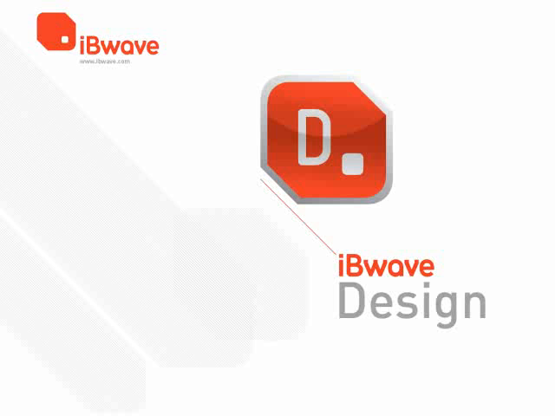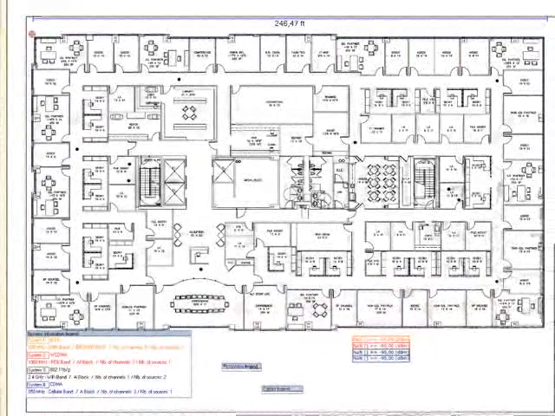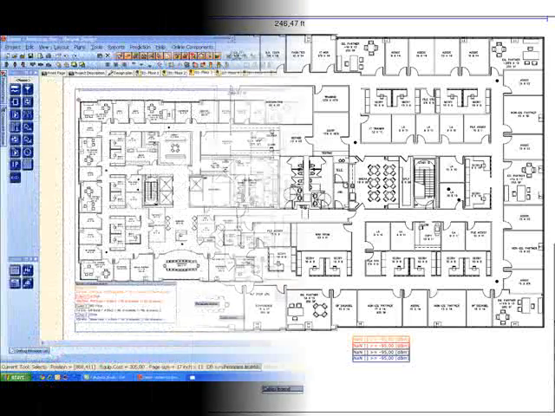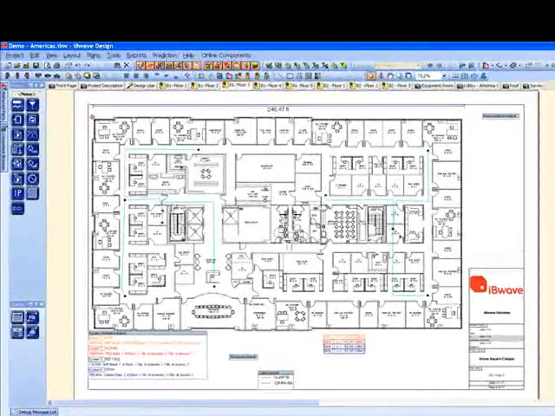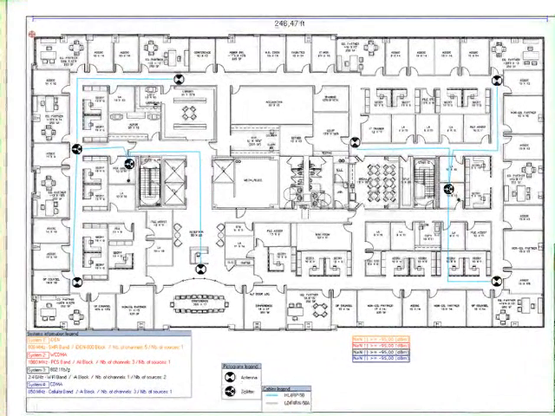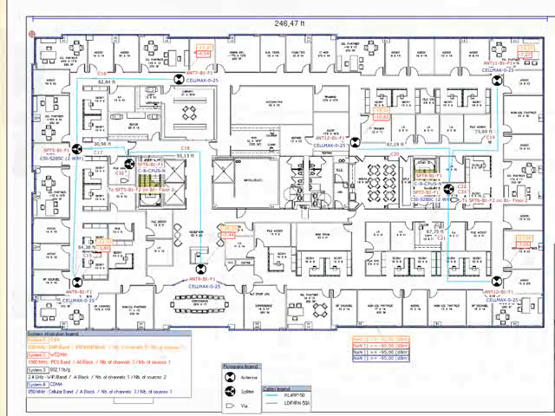iBwave Design offers a complete solution to streamline your in-building design activities, from design and planning to implementation and maintenance. iBwave Design lets you import floor plans for an accurate view of your building, edit and scale the floor plans to reflect the building's physical environment when required. iBwave Design supports multiple formats of pictures, from PDF to GIF, as well as AutoCAD.